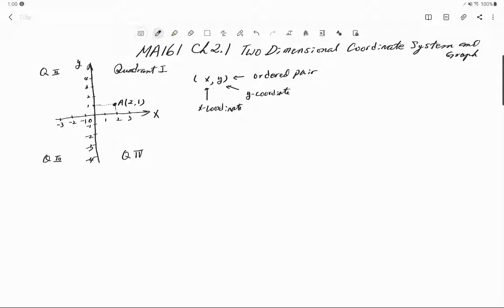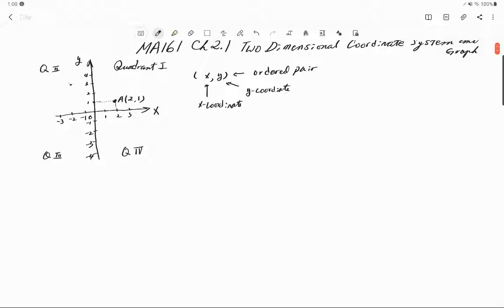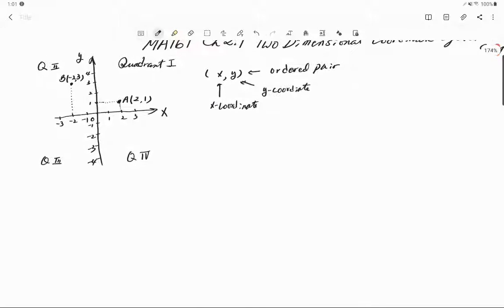Okay, how about this point B? What is the coordinate of point B? In order to get to this one, we start from the origin, go 2 units to the left, and then how many units up? 3 units up. So (-2, 3) is the coordinate of this point B.